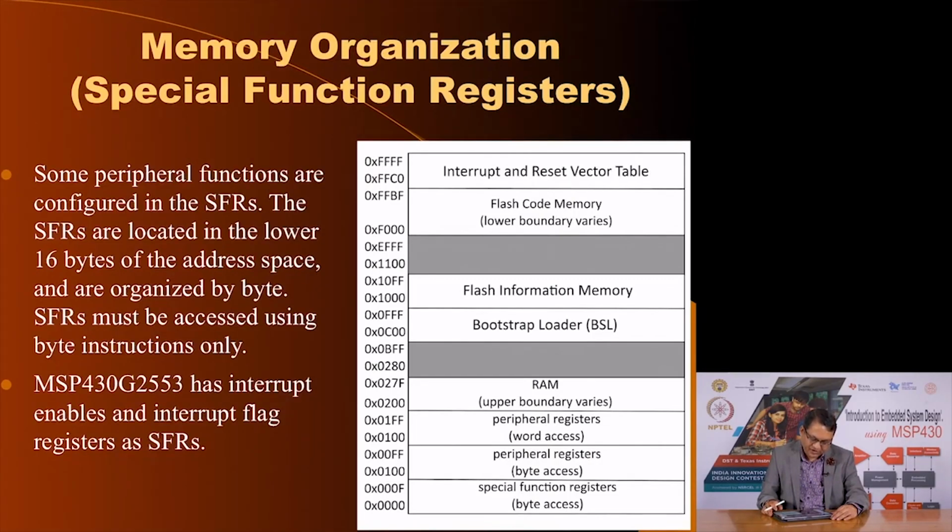Then we have special function registers. These deal with the enabling of interrupts and allowing interrupts to function, and flag registers related to them. The storage is 16 locations, 16 bytes.